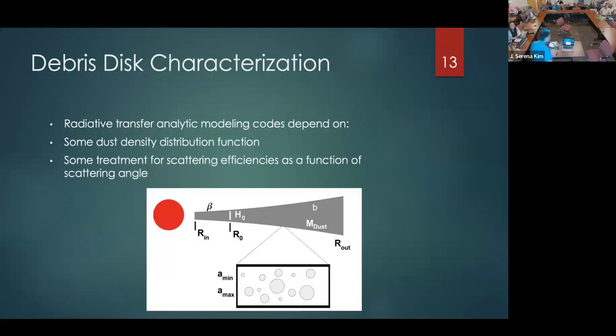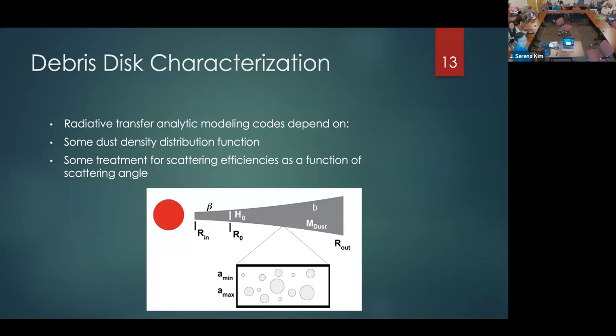So just a brief background on how we typically characterize these systems. We usually do some sort of radiative transfer analytic modeling. And there are a lot of different radiative transfer codes out there, but the two main things that they depend on when it comes to this regime of scattered light is some dust density distribution and some treatment for the scattering properties of the system.